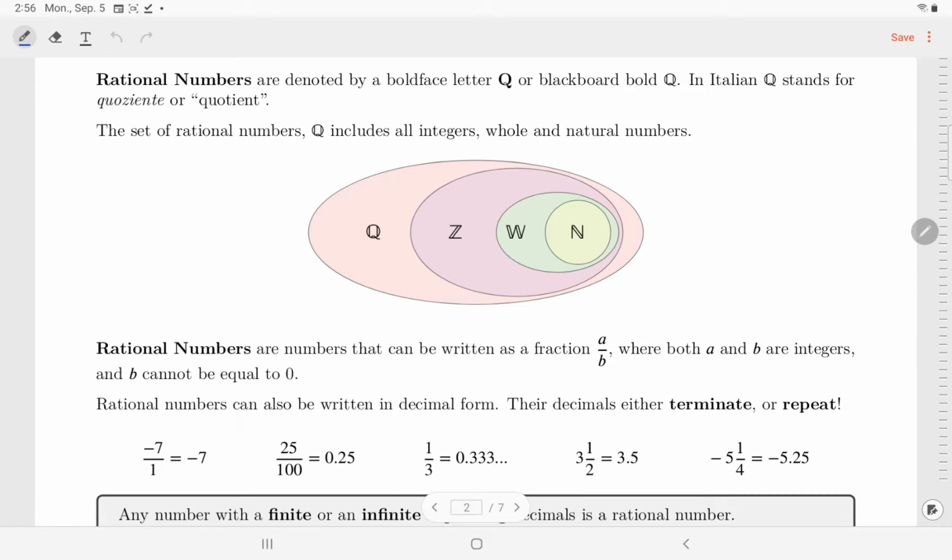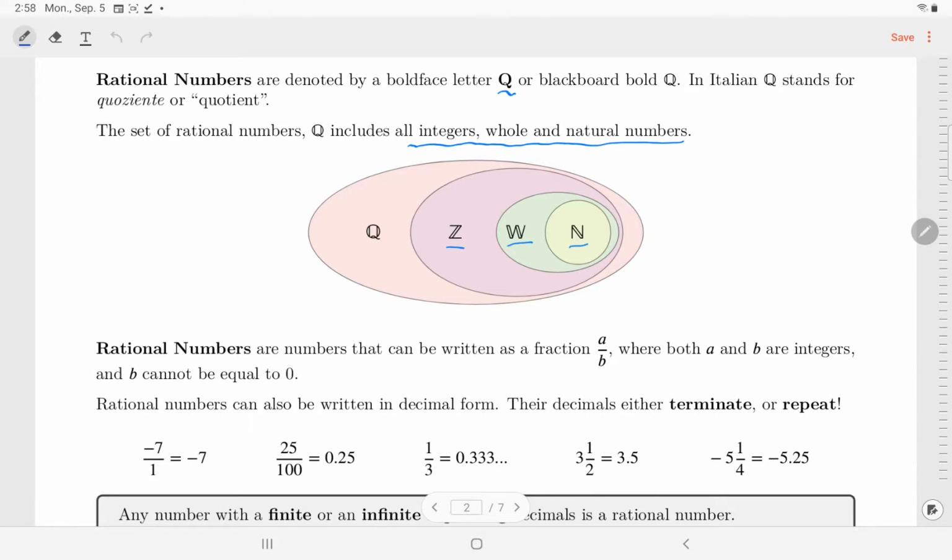Next set of numbers are rational numbers with the symbol Q, standing for quoziente, in Italian meaning quotient. Remember, quotient is the result of division. Rational numbers include all the integers, whole numbers, and natural numbers. So natural numbers, whole numbers, and integers are subsets because all the elements inside them also belong to the rational numbers.